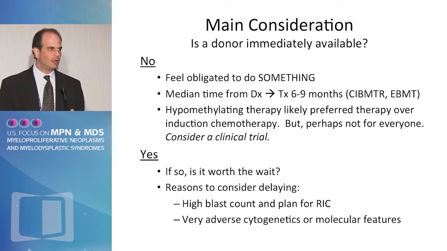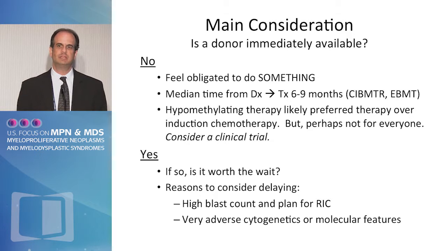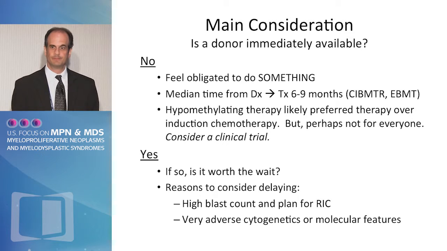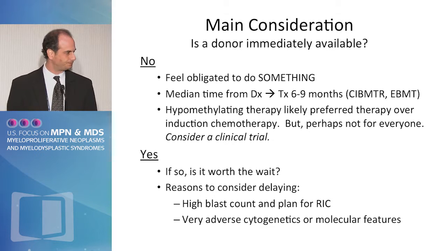So 10, 12, or 15%, depending on where you work, is a general cutoff to bringing someone into the transplant unit without induction chemotherapy. But we will routinely transplant individuals with up to 10 to 12% blasts without any induction or without hypomethylating therapy, and it works.